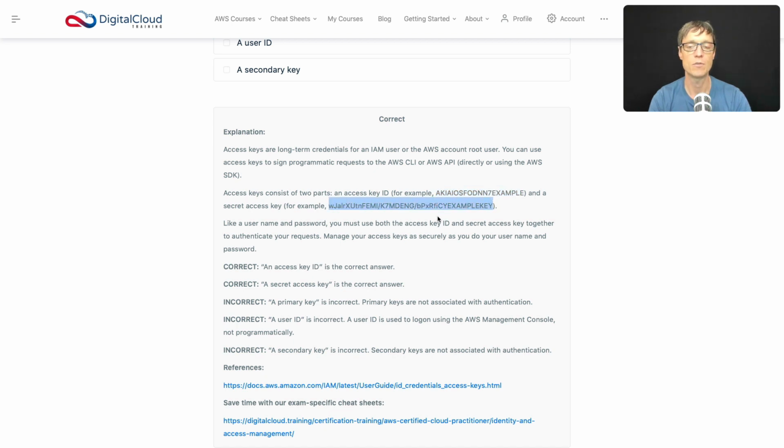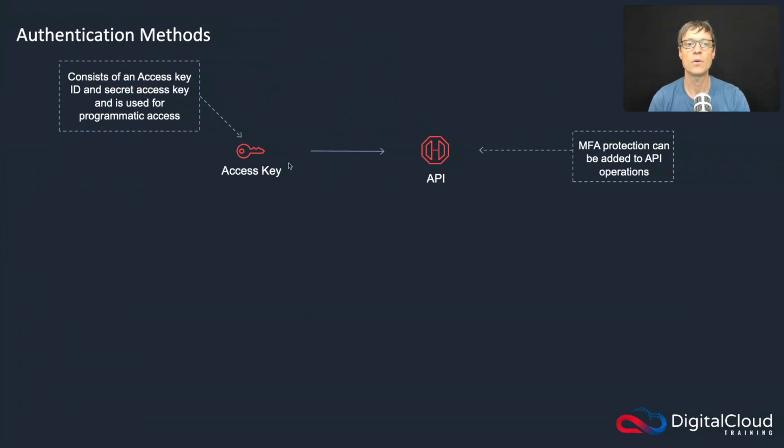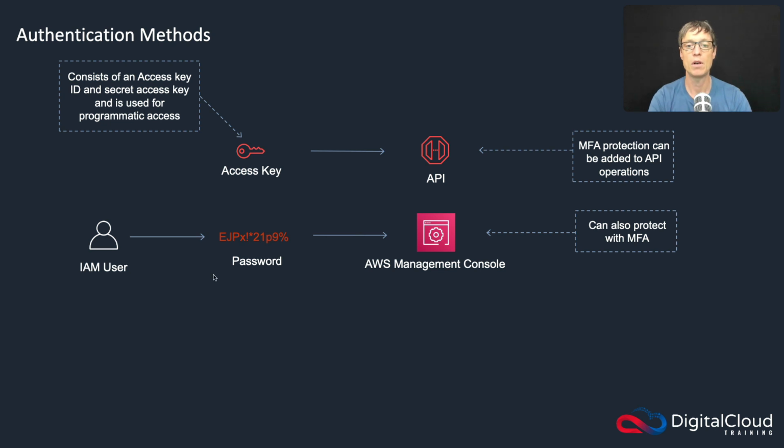And this is information that you want to keep confidential because people can use that to actually access your account. And so here again is a breakdown of what you can do with the different authentication methods. So remember that an access key is used for accessing the API, so that's programmatic access. You've got a username and a password, which you would use to access the management console. And lastly, you can actually use something called a signing certificate. That probably won't come up in your exam, but you can use a certificate for authenticating to some services.